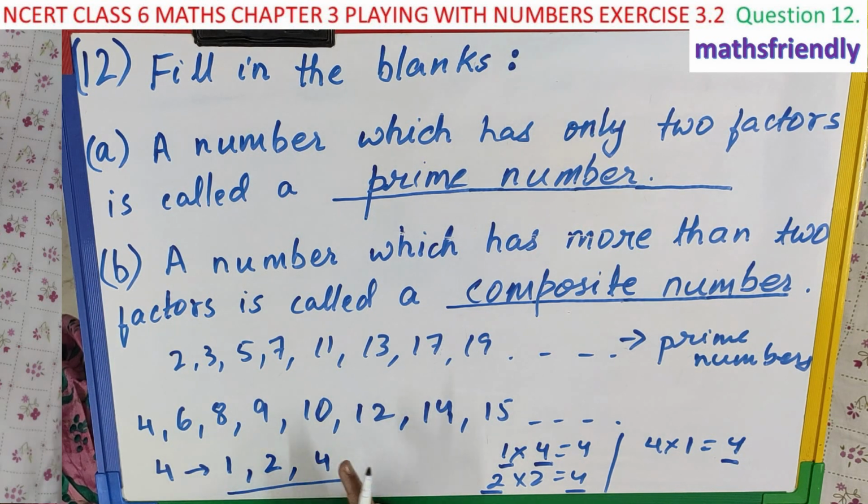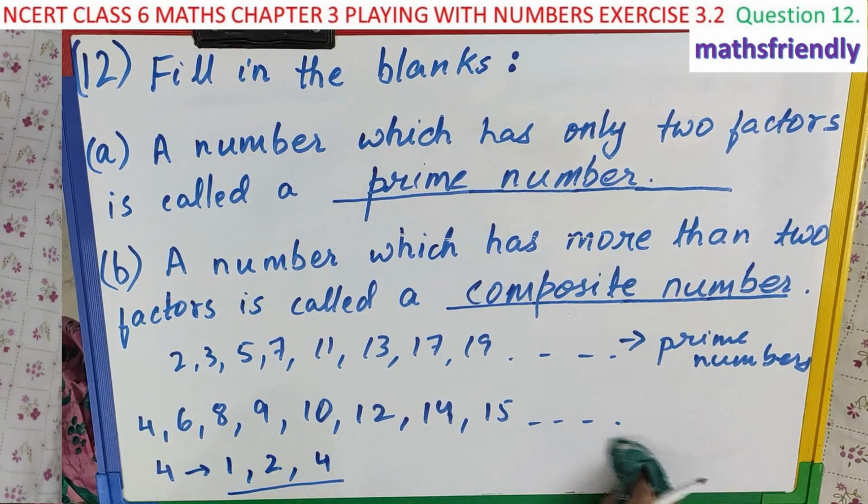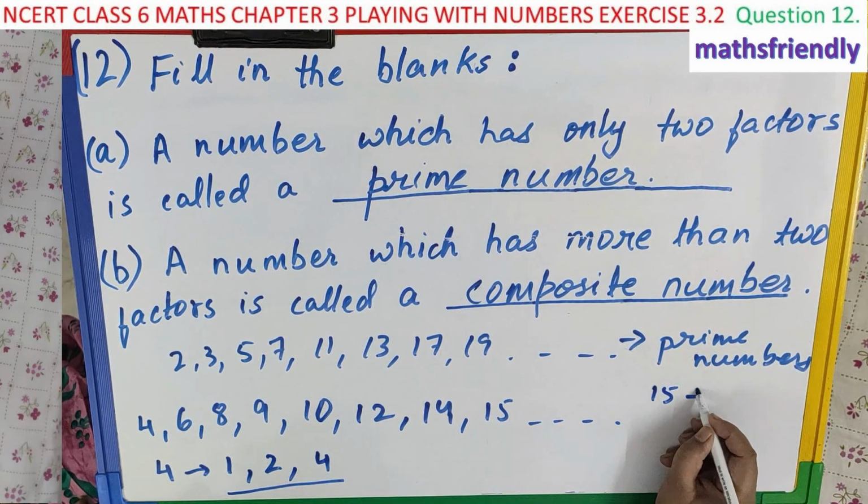So a number which has more than 2 factors is known as a composite number. Okay, I'll take one more example. Let us take 15. Okay, 15 has how many factors?